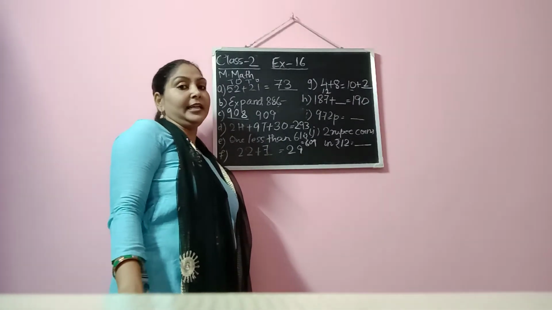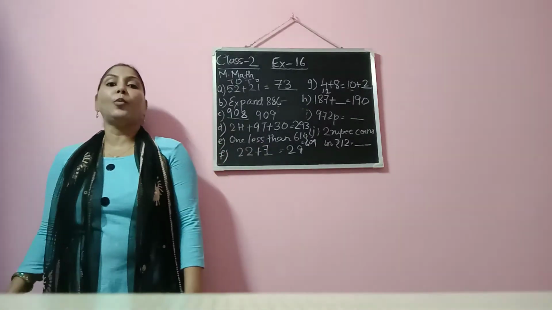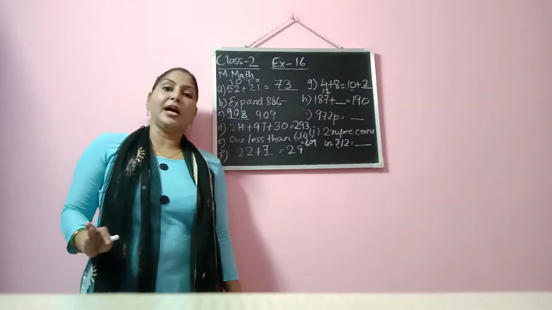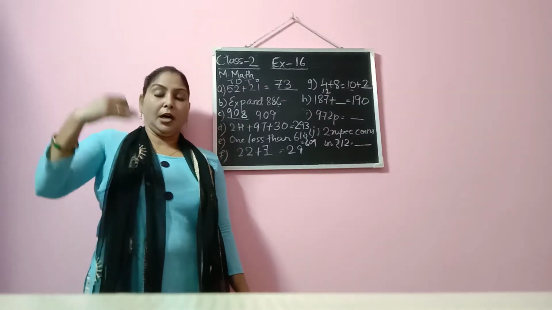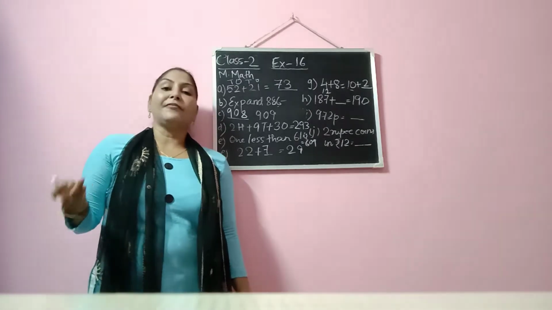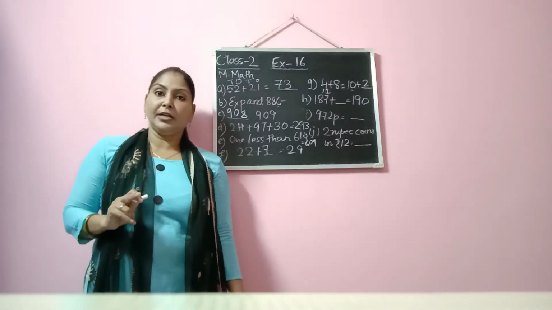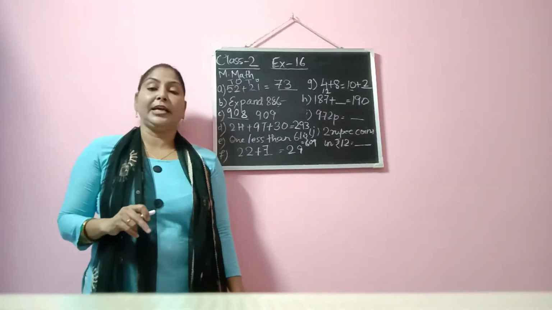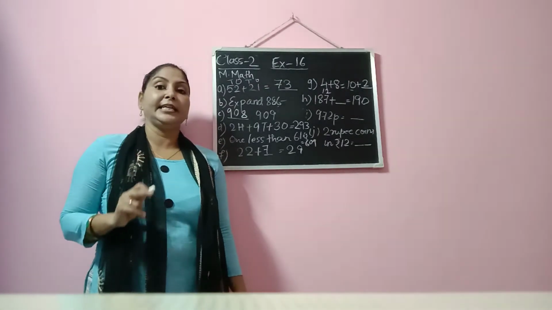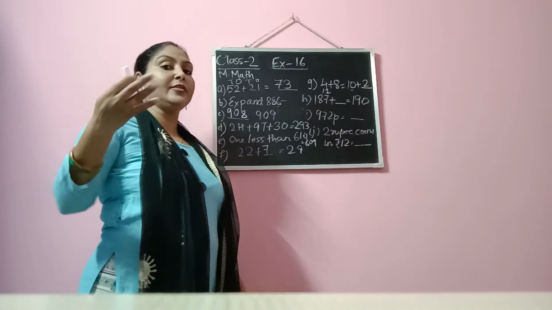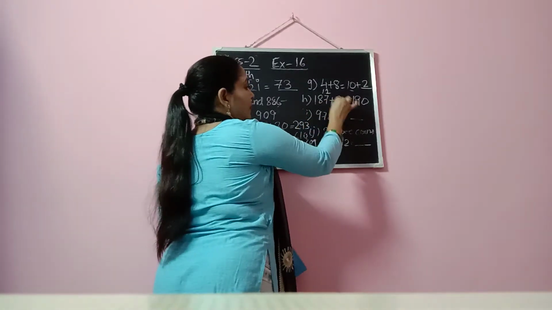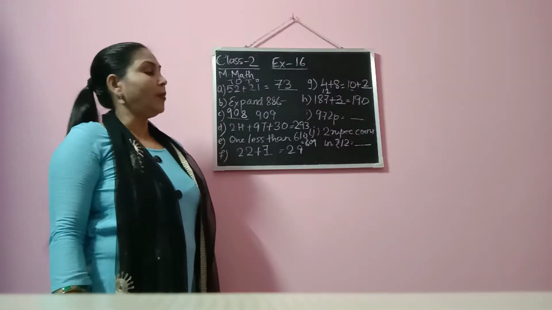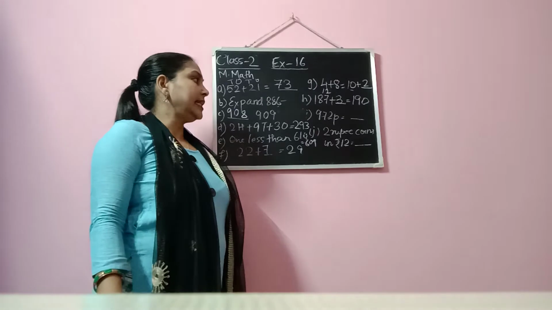187, how much will you add to make it 190? So here also you will do the forward counting. After 187, you will count till you get 190. So after 187: 188, 189, 190, right? So we are counting 3 steps. So we will write here 3. So when we add 3 to 187, we get 190, correct? Then the next question.